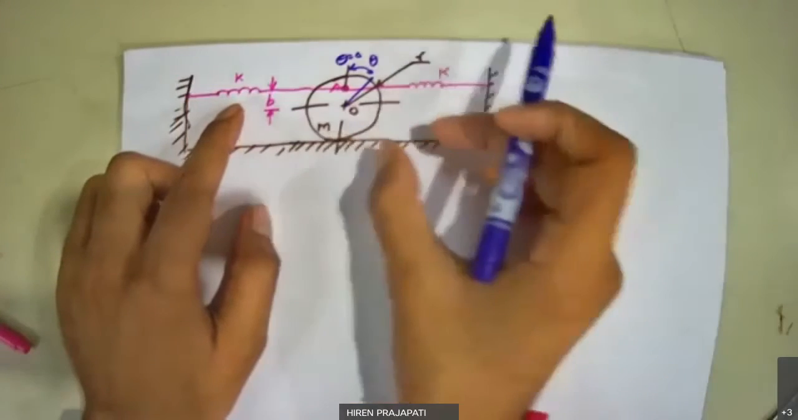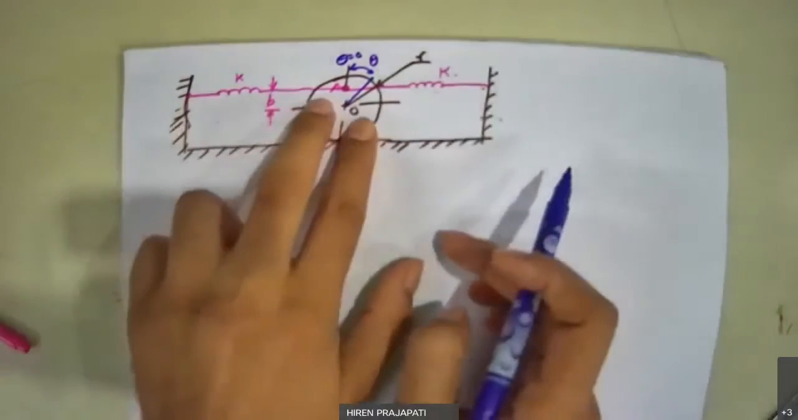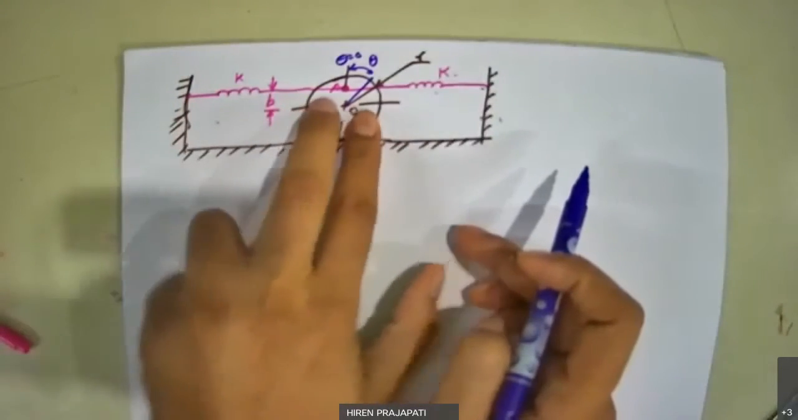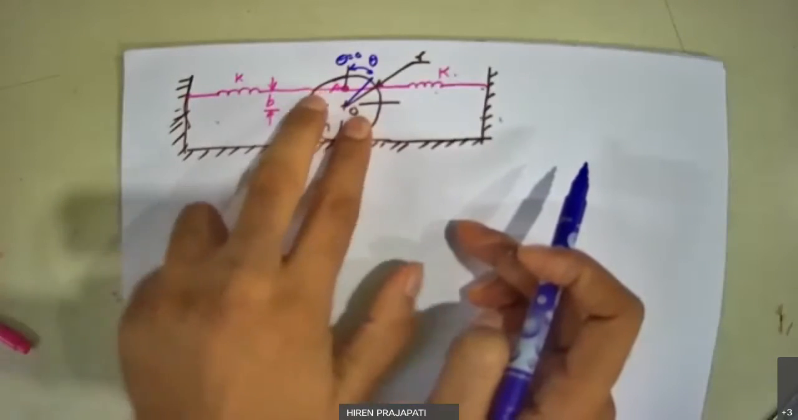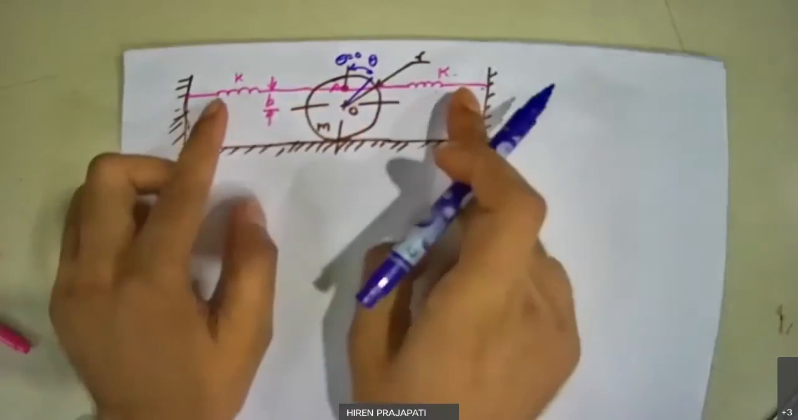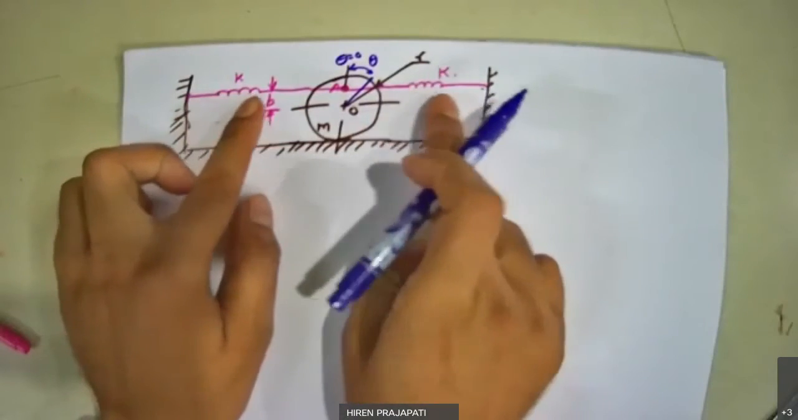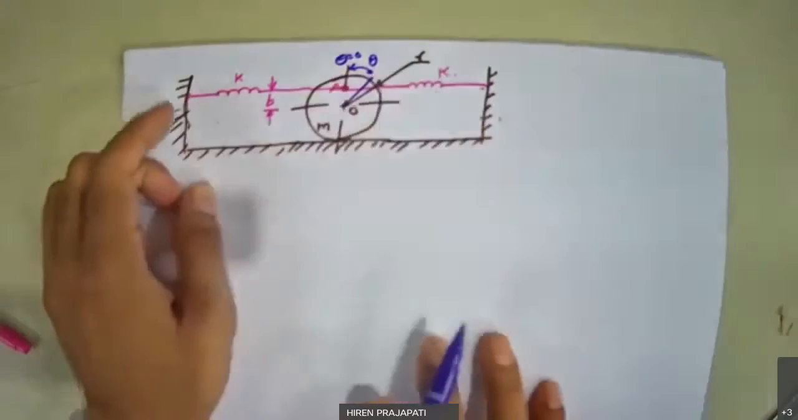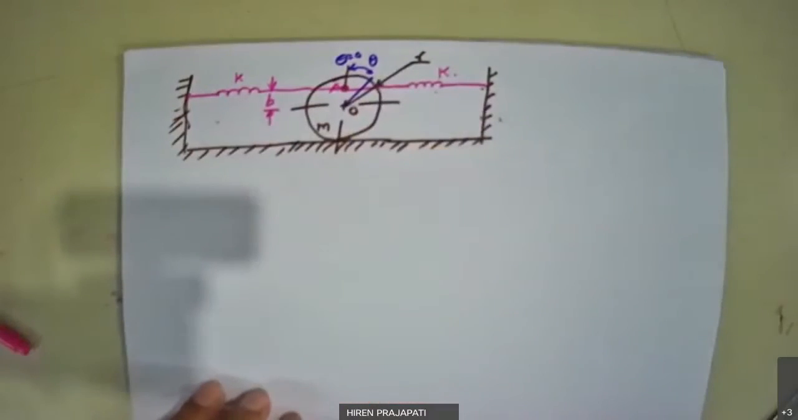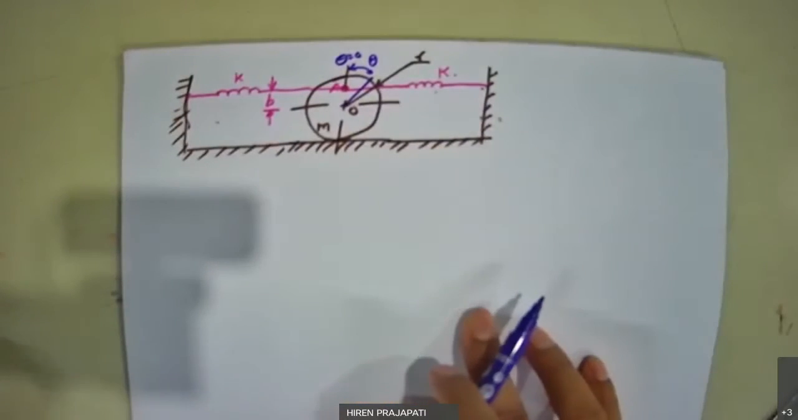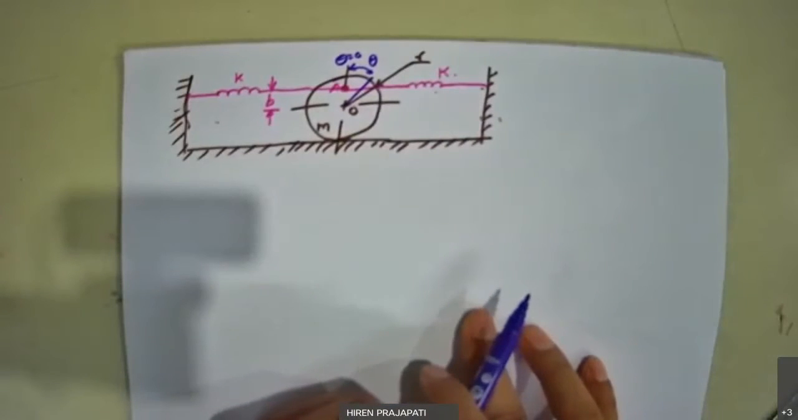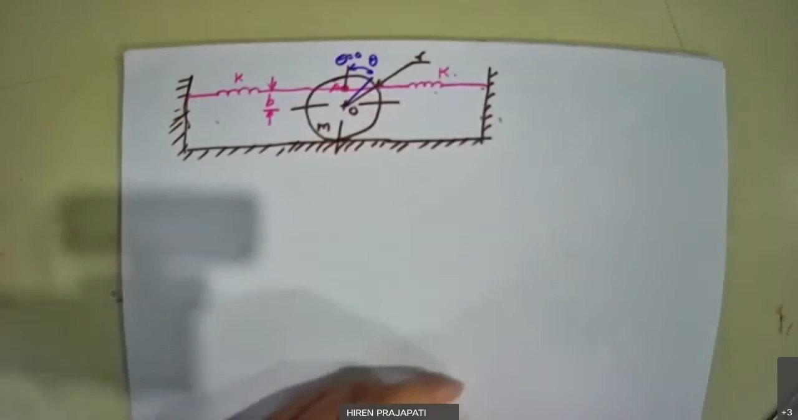So after giving theta, if you release this system, then it will oscillate like this, to and fro, and the springs will compress and elongate. So it will oscillate with a certain frequency. That frequency is called the natural frequency of the system. So we want to find out the natural frequency of the system. To do that, now again we'll apply the energy approach.